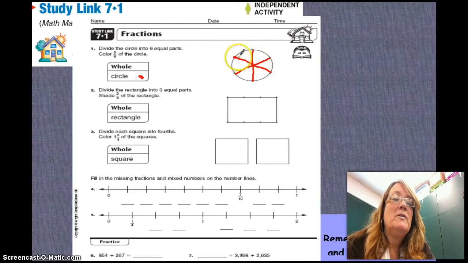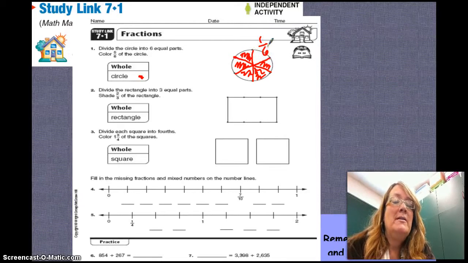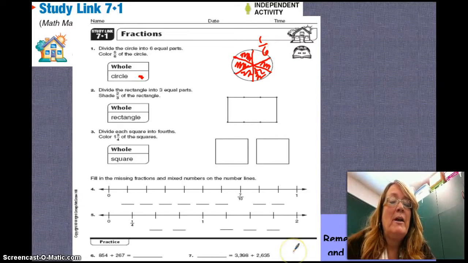You have 6 parts. Again, color 5 out of 6. Please don't waste a lot of time coloring those in perfectly. Just fill them in so I see that you understand that concept. Again, it would be nice if you'd write what part is not colored in, and that is 1/6 over here. Finish this page and do the practice at the bottom.